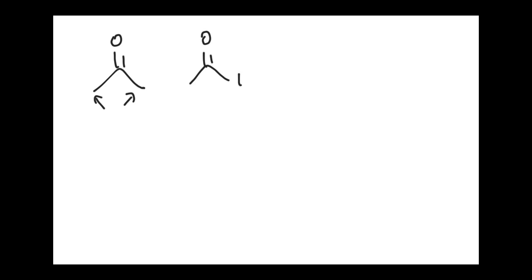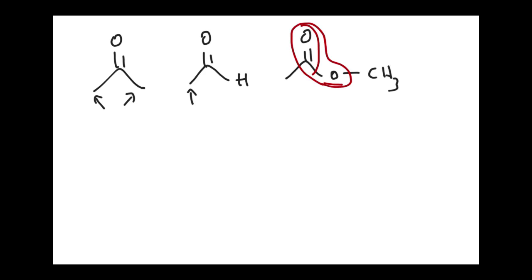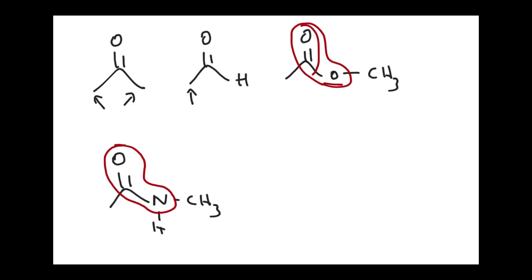An aldehyde has one carbon attached to it, and the other side has a hydrogen. An ester has a carbonyl functionality here, but as well there's an oxygen group, so this whole thing creates the ester group. We can get into an amide, where again there's a carbonyl, but instead I have a nitrogen group here. And so now instead of the ester, which contains two oxygens, I have an oxygen and a nitrogen, so this is the amide group.